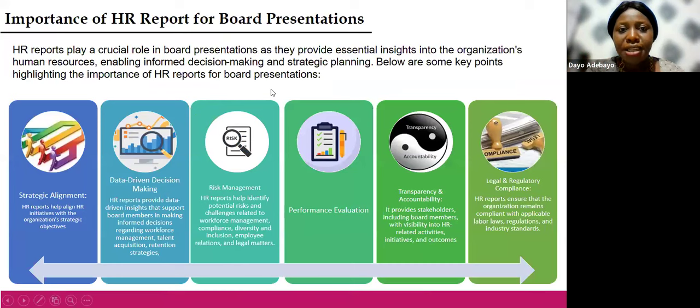Okay, so the importance of HR reports for board presentation. Why is this report important? Why did they call for it, or why did they need to meet with the head of HR, the HR director, to come and present this kind of report to them? They want to be sure there is strategic alignment. HR reports help align HR initiatives with the organization's strategic objectives.